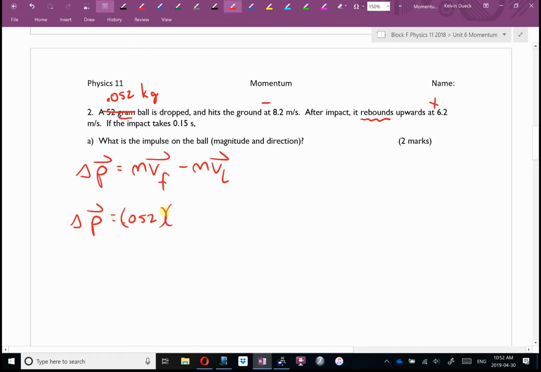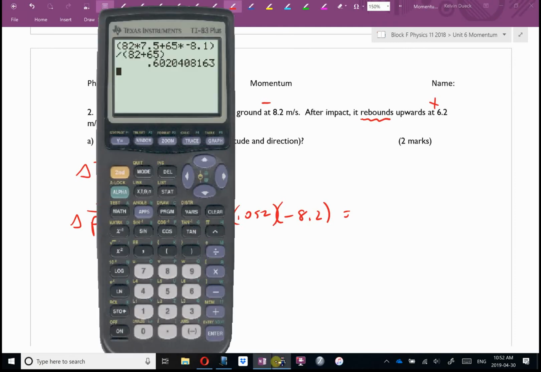0.052 times 6.2 plus 0.052 times negative 8.2. Another nice version of this one, Austin, is instead of bouncing off the ground, bouncing off of a wall. That one, kids miss the change in direction more often for some reason, even though to me it's the same question, bouncing off the floor, bouncing off the wall. I guess you're more attuned to a vertical change in direction than you are to a horizontal. I'm giving you a hint about your test. That's one to look for as well on one of my versions floating around out there.